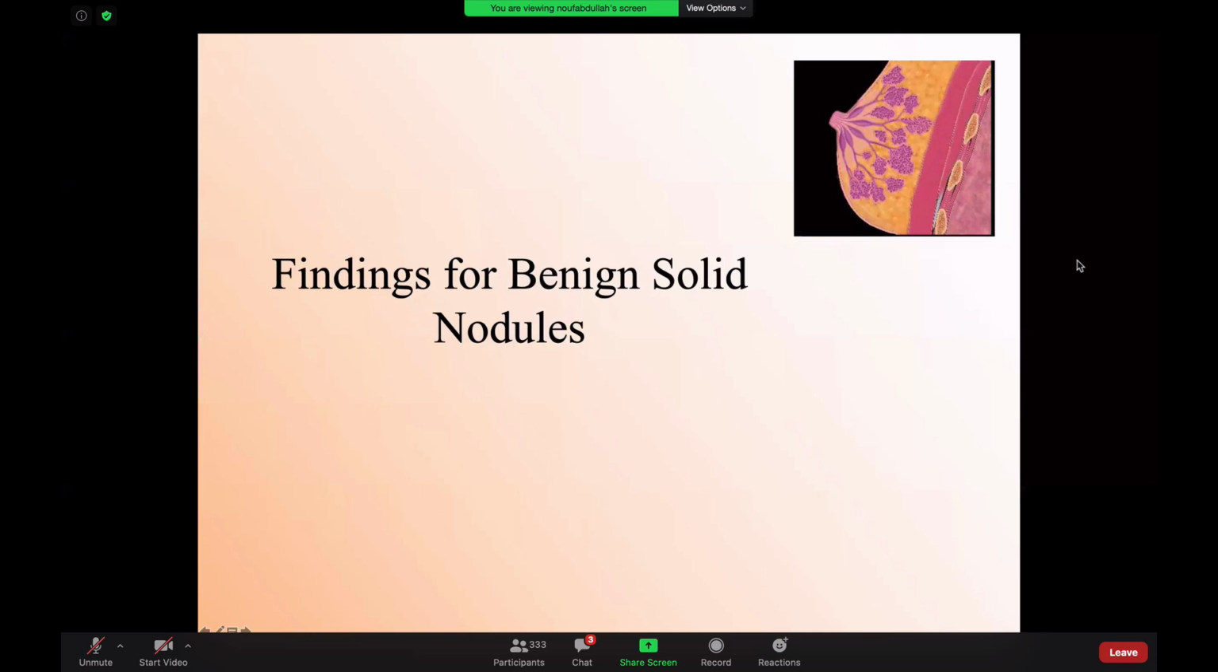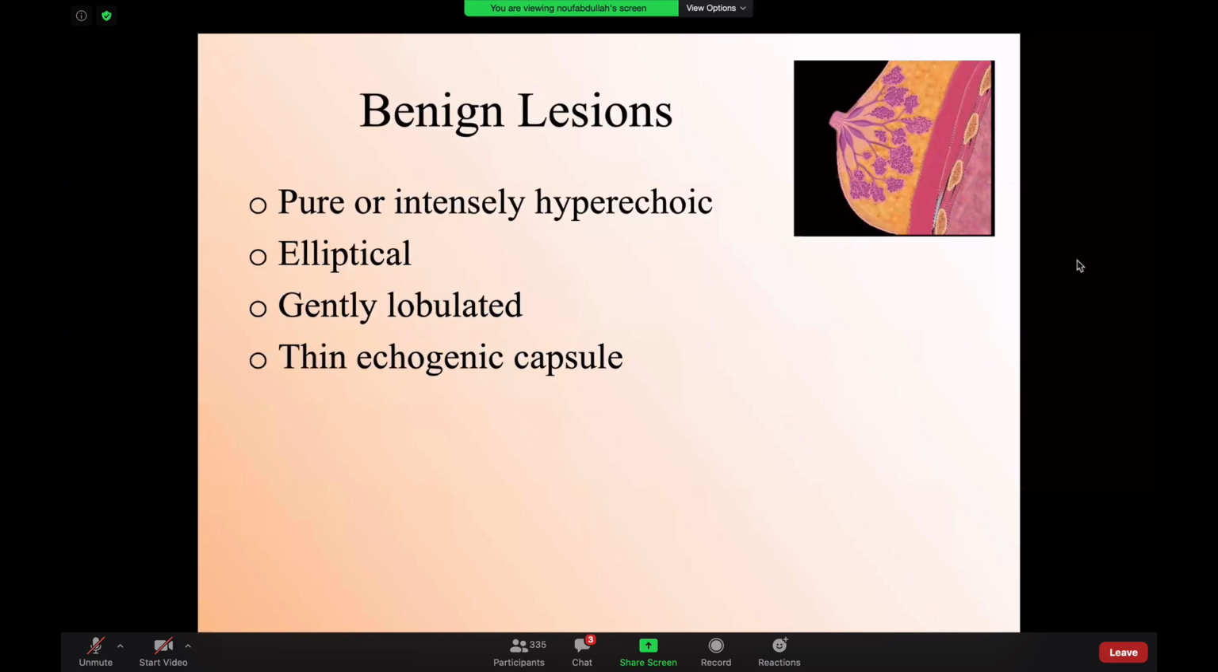Okay, what are the findings for benign solid nodules? So we said these are the ones we discussed as malignant. The findings of benign lesions are the following. If you have a purely or intensely hyperechoic lesion, it means that you're dealing with a benign lesion, probably fat-containing, fat necrosis. If you have a well-defined lesion, elliptical or oval in shape, it means it's benign. If you have gentle lobulation of this lesion, where it has a very smooth lobulated margin, it is usually benign.